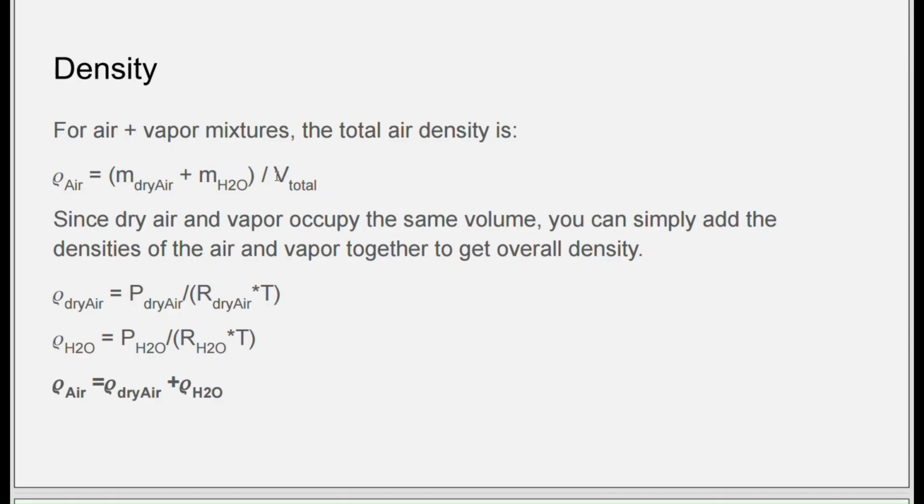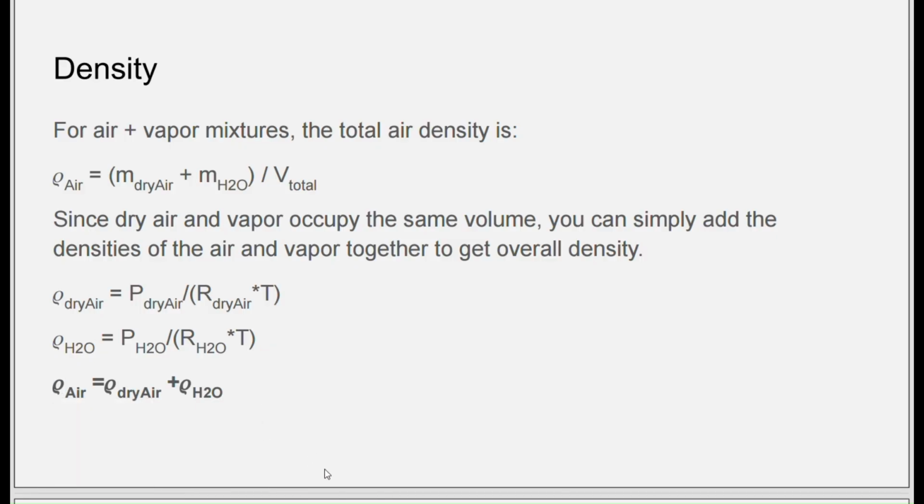Since both gases will occupy the volume that they're in, they'll have a common denominator. So you can simply add the densities of each one as a function of their partial pressures. If you know the partial pressure of each one, you can find the density of each one, and then you simply add the densities together to get your total air density.